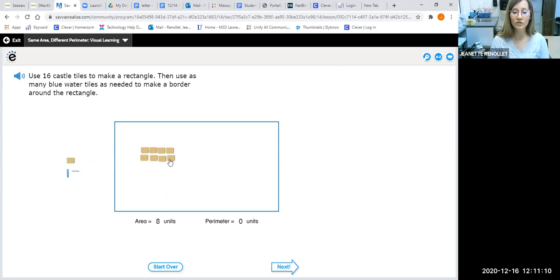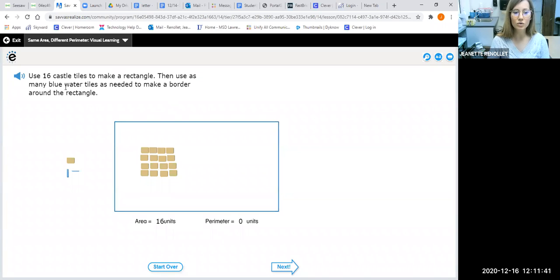So now I have 4 plus 4 is 8 square units. And I can see that down here. It's counting my area for me. I'm going to keep going, add 4 more. 4 in each row. Now I've got 12 square units. I'm almost there to 16. Now I've got 16 square units in my rectangle.